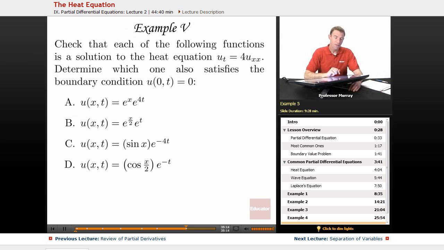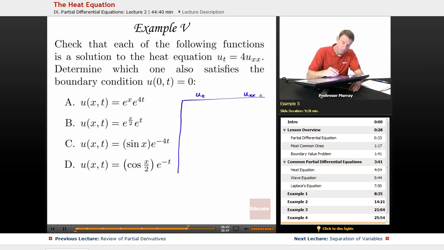In example 5, we're going to check that each one of the following functions is a solution to the heat equation u sub t is equal to 4 u sub xx. We're going to also determine which one also satisfies the boundary condition u of 0, t is equal to 0. So let me first just work out u sub t and u sub xx for each one of these functions.